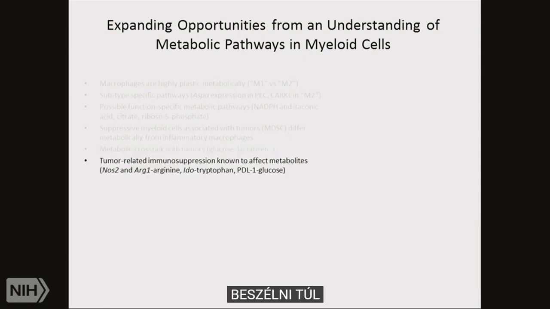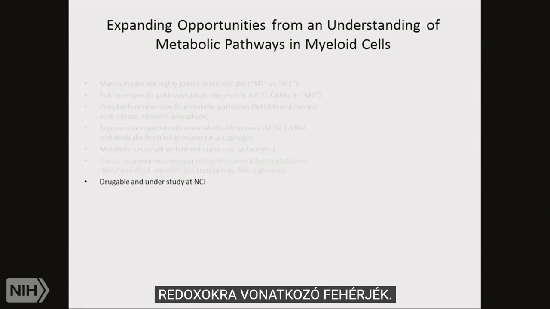Lastly, there's immunosuppression associated with myeloid cells in the tumor. And interestingly, those are redox or redox-related proteins. So NOS2, which I showed you, generates redox, arginase, which controls that, and glucose metabolism. So metabolic pathways that can affect redox pathways are involved in the suppression of immunity by myeloid cells.